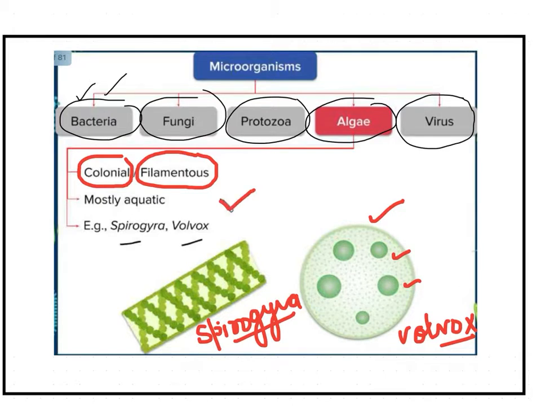Most importantly, these algae, these organisms, are mostly aquatic. That means they are found in water. The two famous examples that we have discussed are Volvox and Spirogyra. I hope you understood.